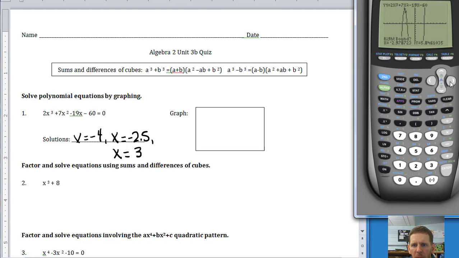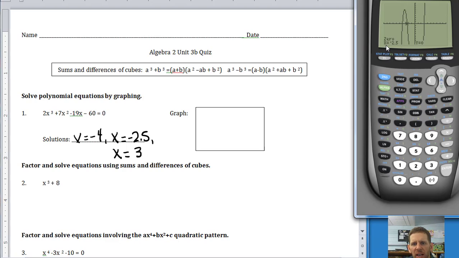Now it says right bound. I'm going to do the same thing. I move my cursor where I think this x-intercept is, but I'm going to move a little bit to the right of this point, a couple spaces. I can see my cursor's blinking here. I'm going to hit enter. Now it says guess. I'm going to move my cursor right about where I think that x-intercept is. I'm going to hit enter again.